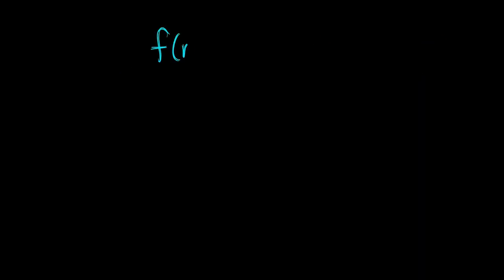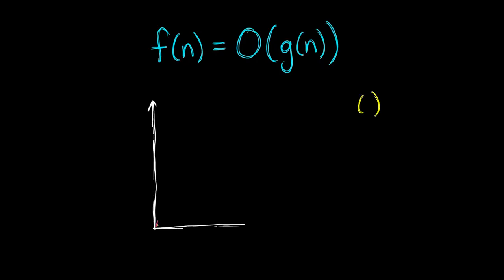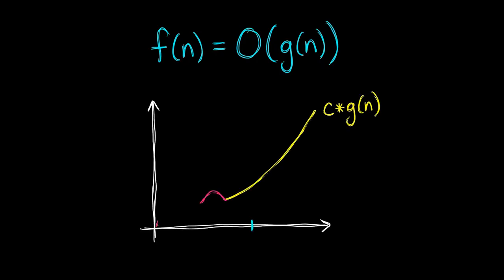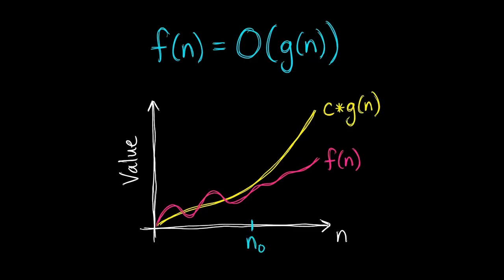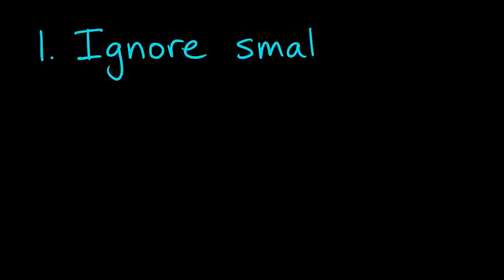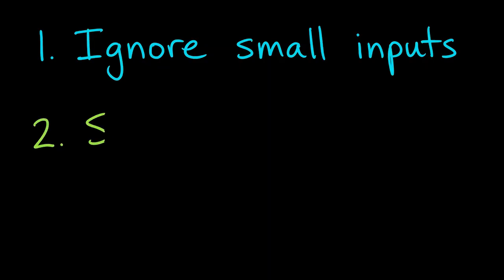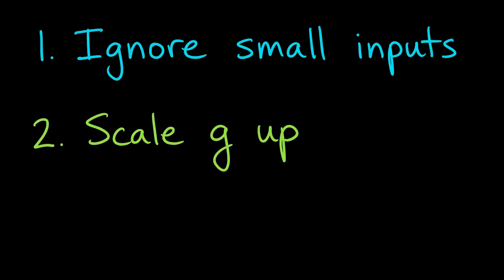At its core, Big O compares two functions by growth rate. When we write f of n equals big O of g of n, we are saying this. Eventually, for large enough n, f does not grow faster than a constant multiple of g. Past some point, f stays under a stretched version of g. Two ideas are doing all the work here. First, eventually means we ignore small inputs. Second, constant multiple means we are allowed to scale g up.